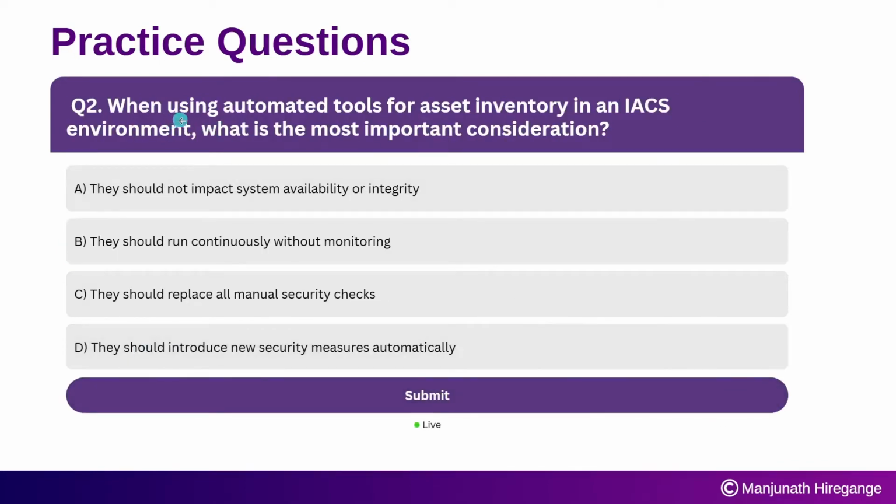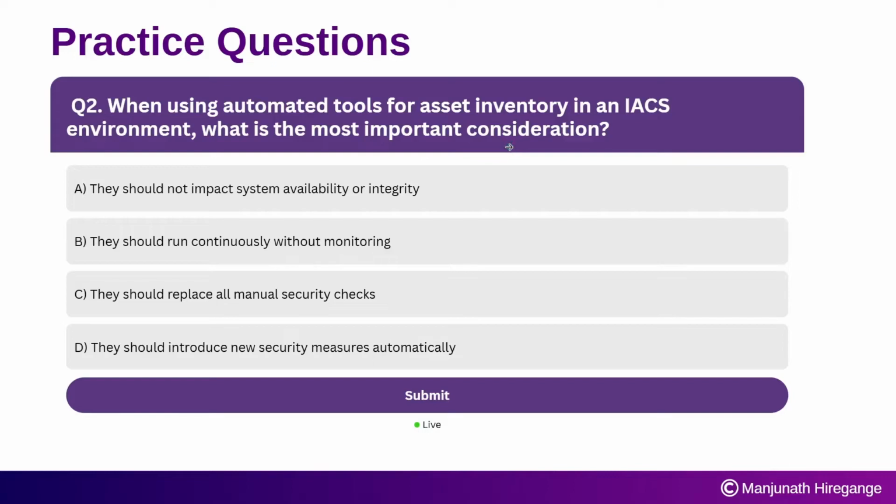Question number 2: when using automated tools for asset inventory in an IACS environment, what is the most important consideration? They should not impact system availability or integrity. They should run continuously without monitoring. They should replace all manual security checks. They should introduce new security measures automatically. So what are we talking about? Here it is an automated tool for asset inventory.